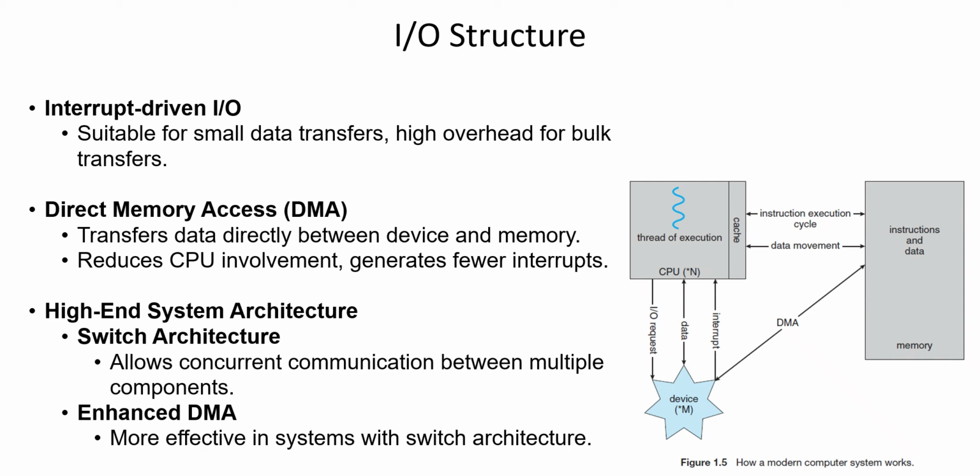This dramatically reduces CPU involvement and generates far fewer interrupts, which makes it much more efficient for large or bulk transfers. On high-end systems, we also see switch architecture, which allows concurrent communication between multiple components simultaneously, and enhanced DMA, which becomes even more efficient when paired with that switch architecture. The overall theme here: as data volumes grow, systems evolve smarter techniques to keep the CPU free to do other productive work instead of getting bogged down managing I/O.